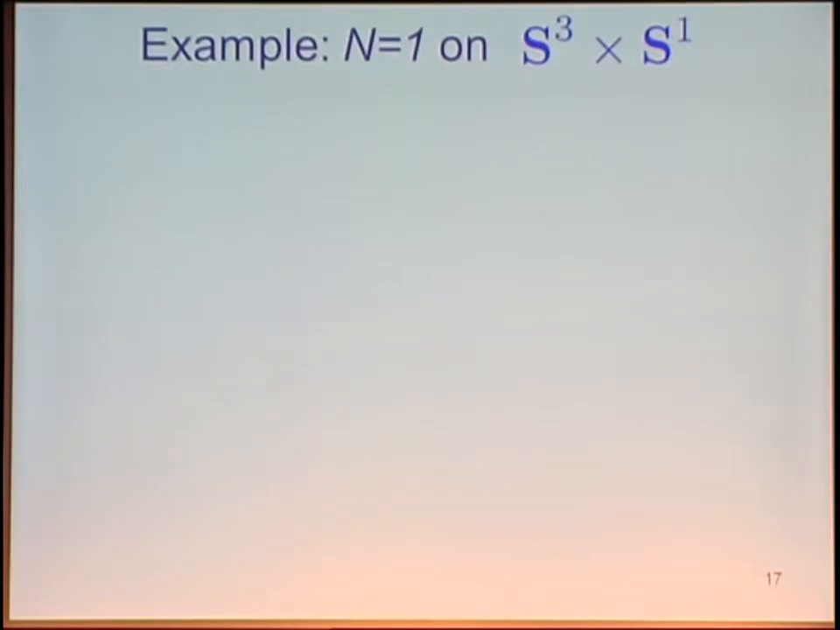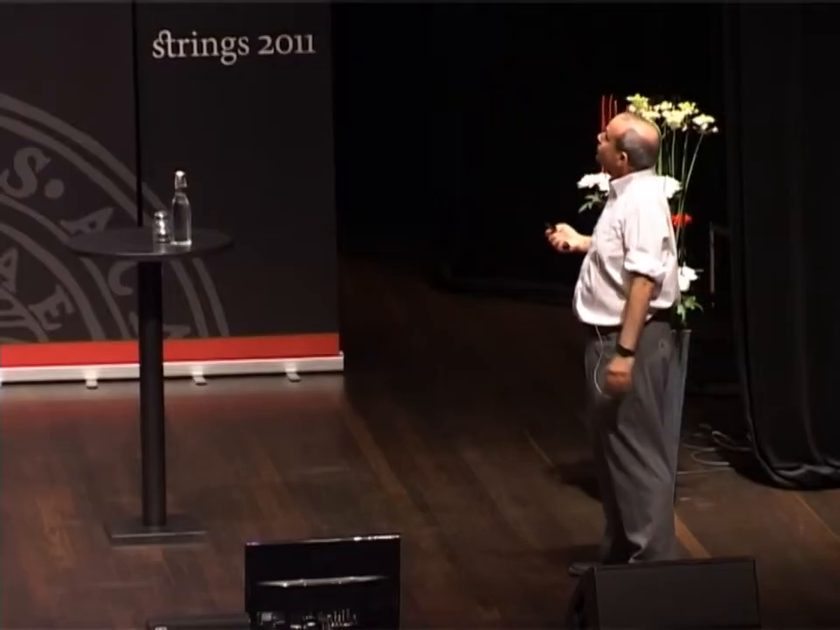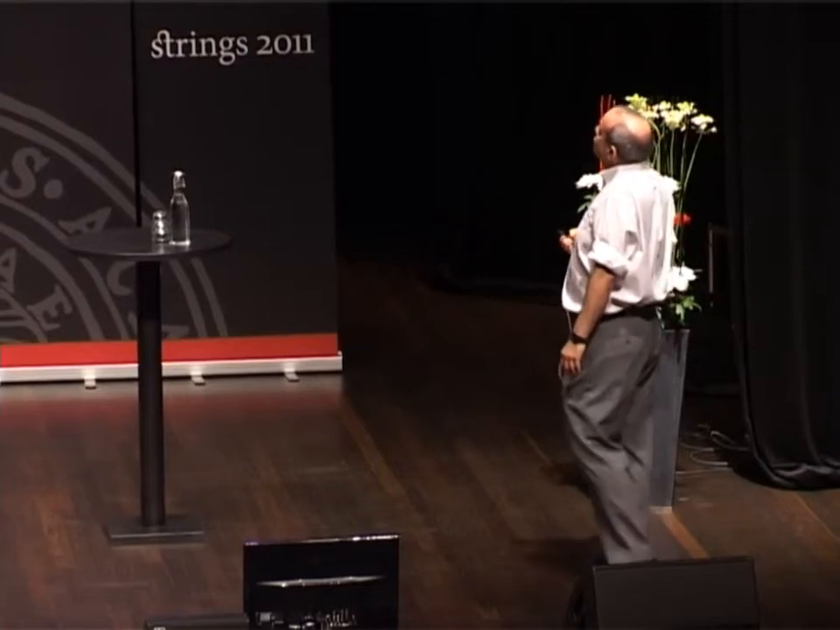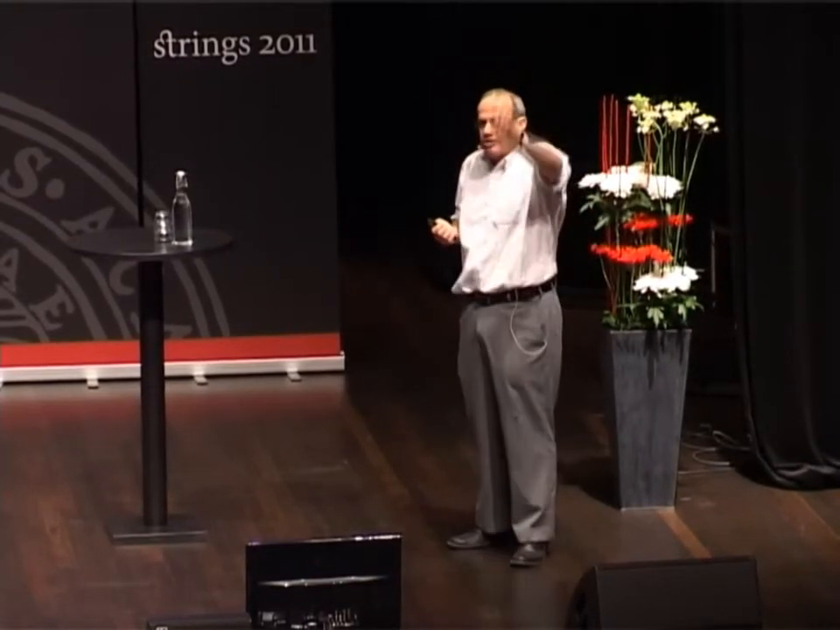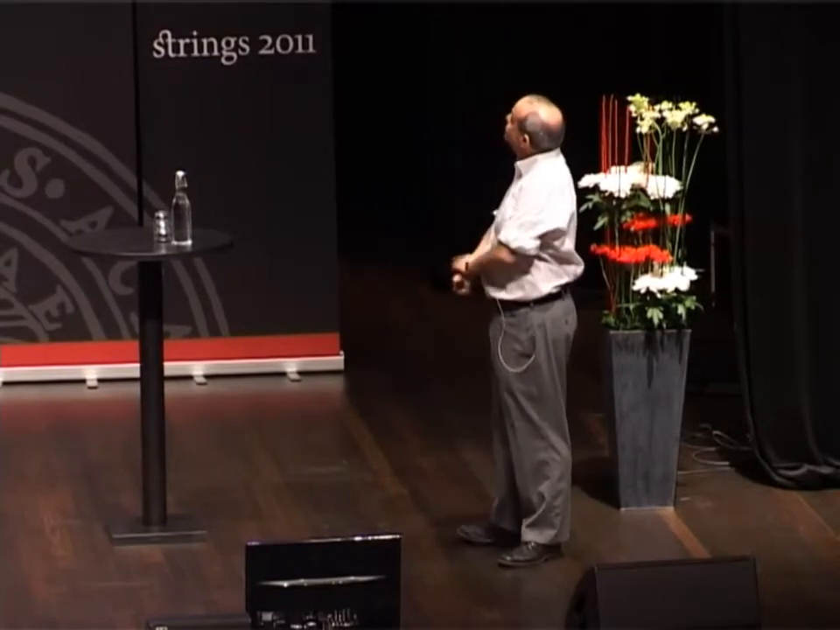Next example is a little bit richer, S3 cross S1. So the first thing is to identify the auxiliary field we have to give a vev to. So we no longer have full rotation symmetry. There's one preferred direction, the direction of the S1. So it looks like the object we need to turn on should be a vector. So there's a vector auxiliary field in the supergravity multiplet. We just turn it into a constant along the S1 direction.